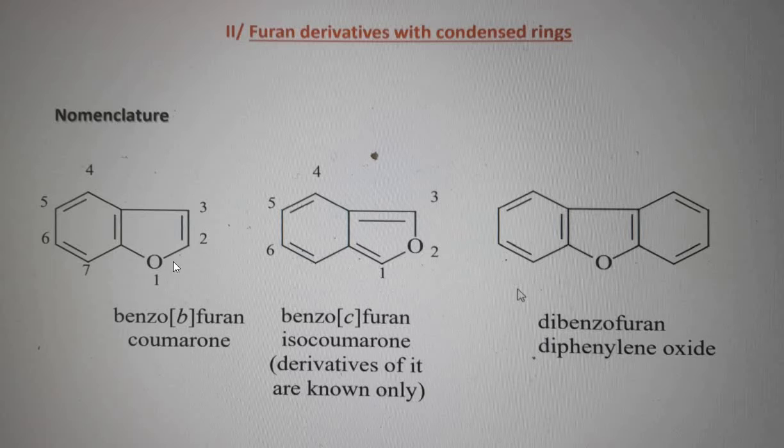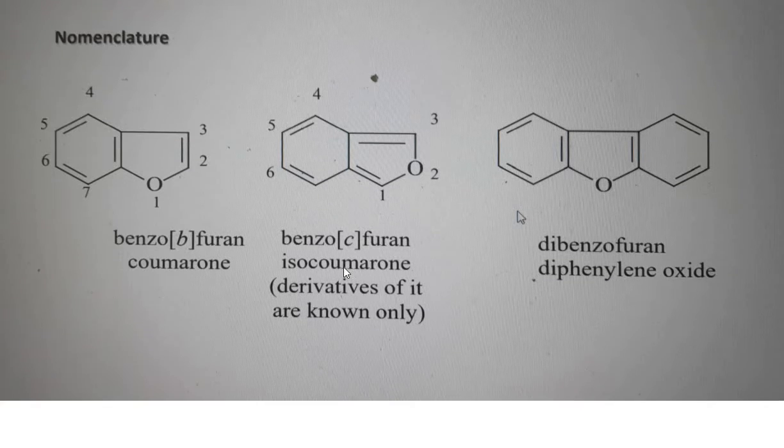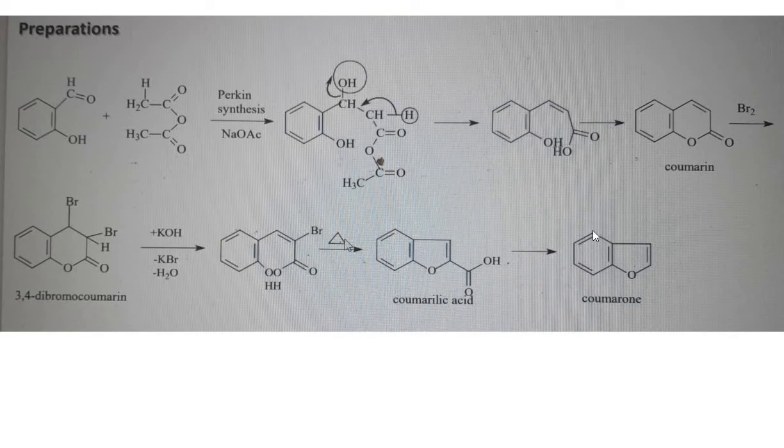Now, if you change the position of oxygen, then what will happen? This is a, this is b, now it becomes c. So benzo[c]furan, isocoumarone, and this is out of syllabus. For your knowledge, you just give the nomenclature. But these two compounds are important for you. Now friends, how will you synthesize this coumarone?